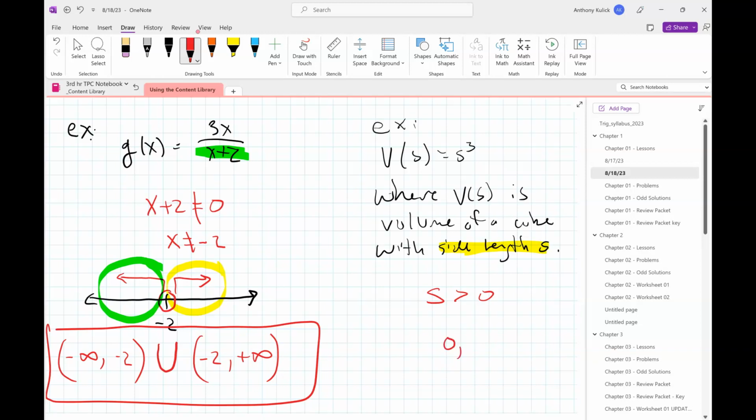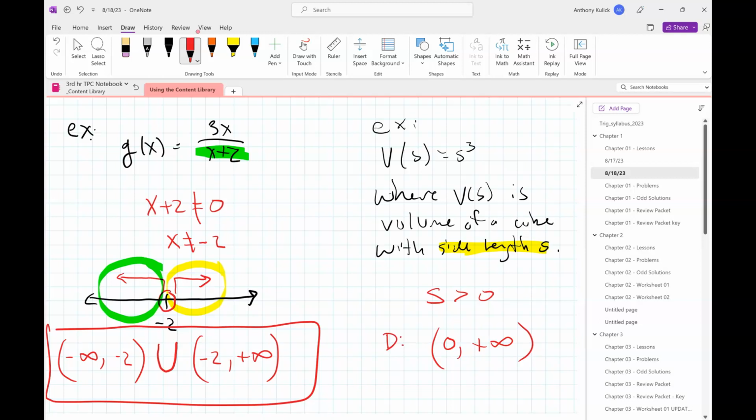Zero, right? The upper bound is positive infinity. Infinities always get a parenthesis. The 0 should get a parenthesis. The strict inequality always is a parenthesis. And we're done. That's our domain.